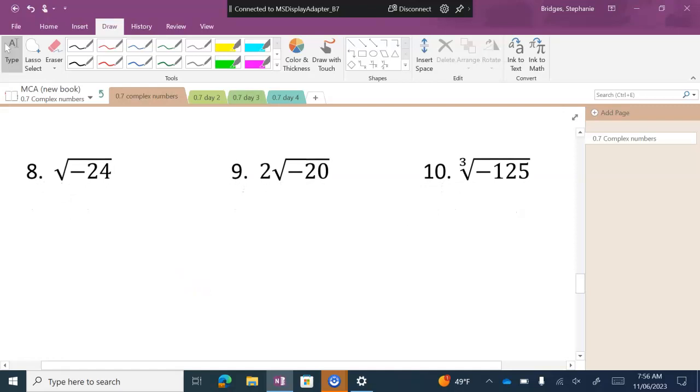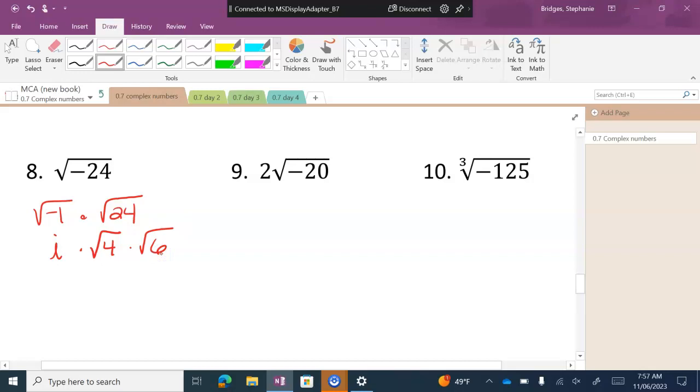Let's take a look at 8. We have the square root of negative 24. First things first, break it apart: negative 1 times 24. And again, what is the square root of negative 1? i. Is 24 a perfect square? Does it have a perfect square that divides into it? 4. So what we're going to do is split that 24 up into the square root of 4 times the square root of what gives me 24? 6.